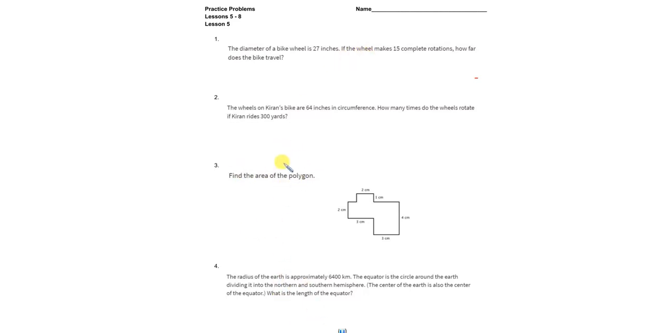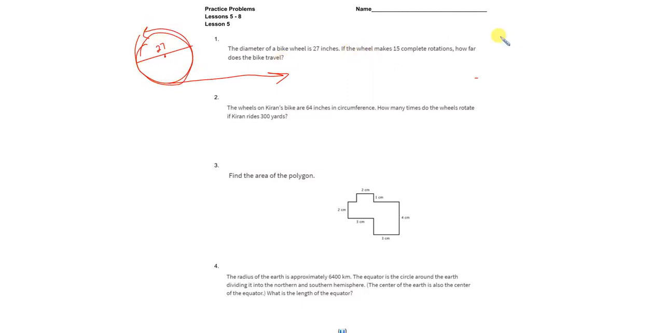So let's jump in. We've got a diameter of a bike wheel. Diameter is going to be the distance across the circle from side to side. That tells us that it's 27, and that wheel is going to be making 15 complete rotations. So that means it's going to be traveling down the road, and every time it makes a rotation, it doesn't travel 27 inches, it travels the distance around it, which is the circumference.